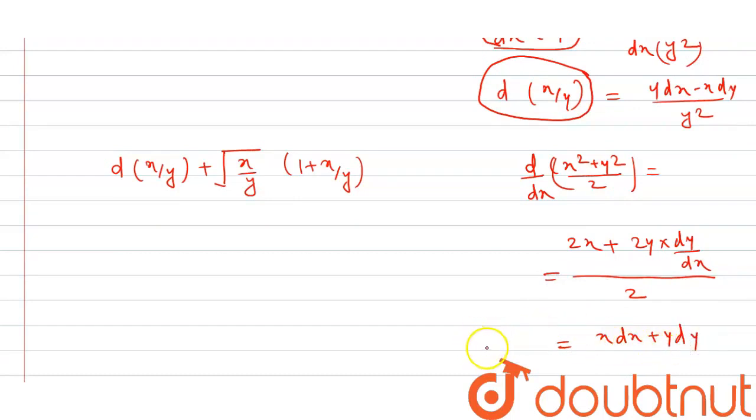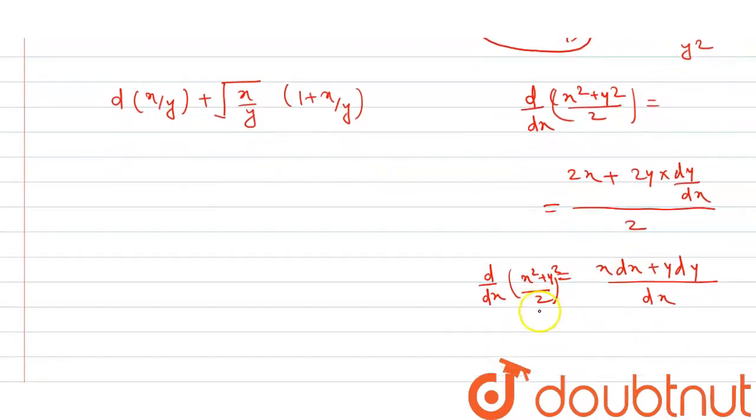Okay, it is equal to what? It is d/dx of (x² + y²)/2, since in the denominator dx will also come. See here again, if we assume this dx and dx cancel out, it will be left with d of (x² + y²)/2, which is equal to x dx plus y dy.